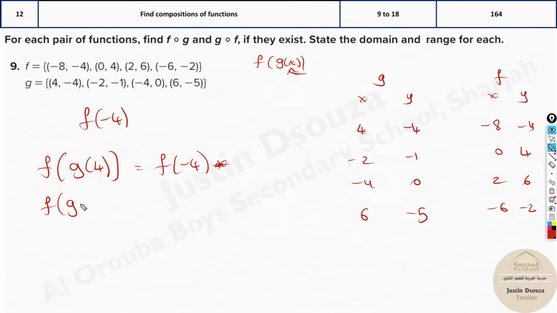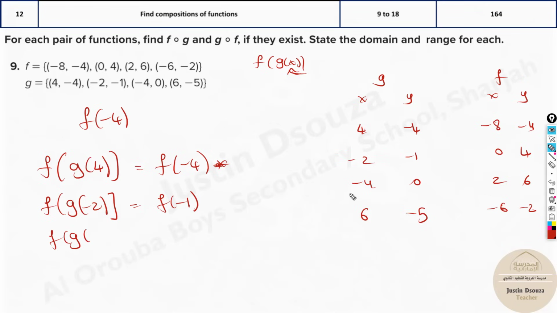Now next one, g of what? It will be minus 2. So what is g of minus 2? That is basically f of minus 1, because g of minus 2 is minus 1. Now what is minus 1 in the x value? That is not there, so that's it, leave it.